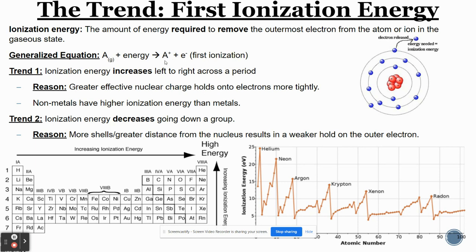You could remove more, but right now we're talking really about something called the first ionization energy. So the energy required to remove that first electron from the outermost shell. And then if you have to remove more, there's something called second, third, fourth ionization energies as well.